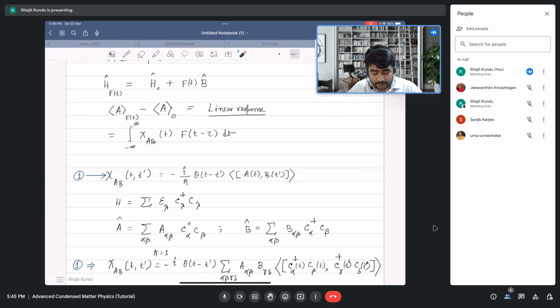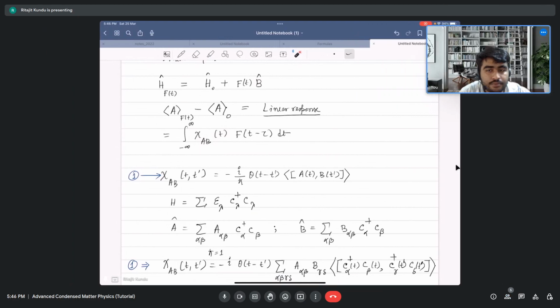So instead of these Greek variables, lambdas, you will put the Bloch momentum, because Bloch momentum is a good quantum number when you have crystal-like systems. So let's try to calculate that.